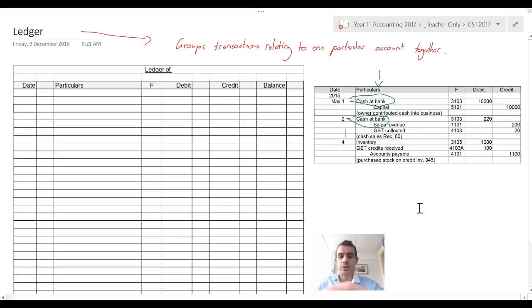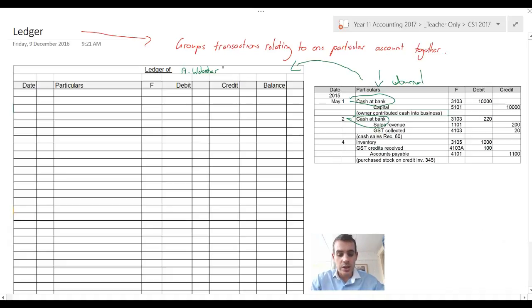So over here is the journal. And what we need to do is post from the journal into the ledger. So that's what this video is about. The first thing we need to do is fill out the business name up the top. So let's call this the Ledger of A. Webster. Ledger of A. Webster.